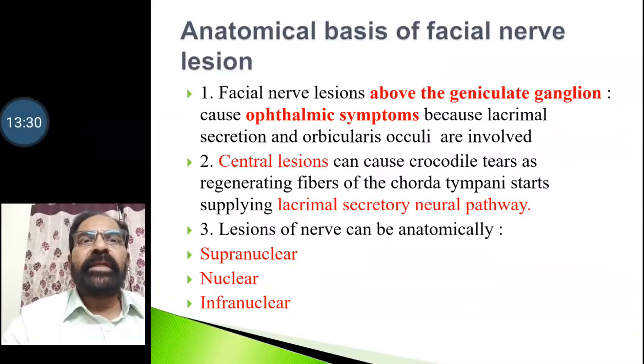Then coming to anatomical basis of facial nerve lesion. Facial nerve lesions above the geniculate ganglion cause ophthalmic symptoms because it involves lacrimal secretion and also orbicularis oculi muscle is involved. Then we have central lesions that cause crocodile tears as regenerating fibers of the chorda tympani start supplying lacrimal secretory neural pathway. So lesions can be anatomically divided into 3 types, that is supranuclear, nuclear and infranuclear.